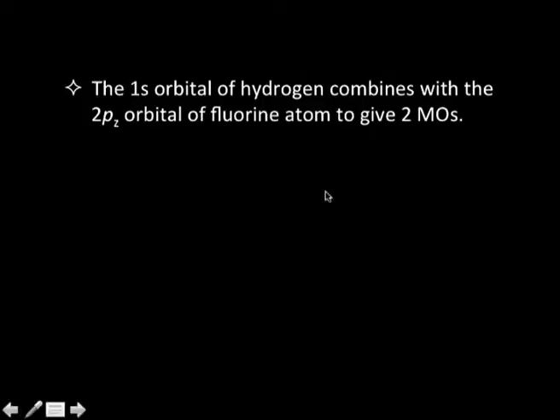We will come to that as we move a little further. Effectively what will happen is that the 1s orbital of hydrogen will combine with the 2pz orbital of fluorine to give you two molecular orbitals. That is what we have been doing all this time. That's the first stage where we are going to get molecular orbitals between hydrogen and fluorine.